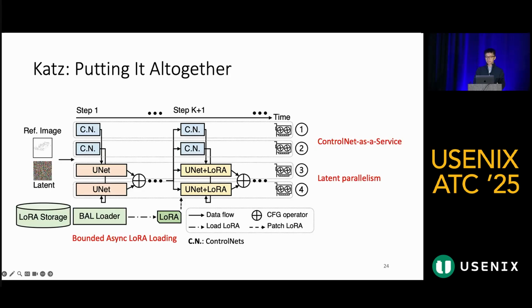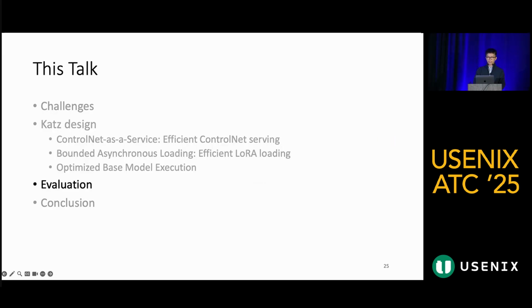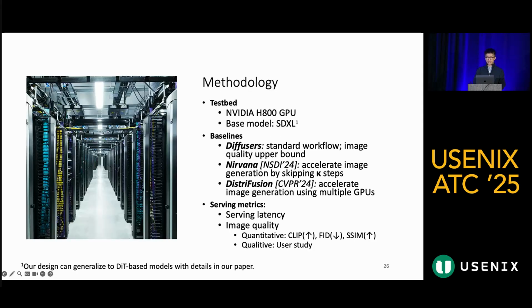And putting it together, we present the architecture of Katz, a serving system specially designed for diffusion workflow serving. And next, we show the performance of Katz. So here is the setup of our evaluation, and we consider 3 baselines. They are diffusers, Nirvana, and the distribution. And we evaluate Katz in terms of serving latency and the image quality using commonly used image quality metrics.